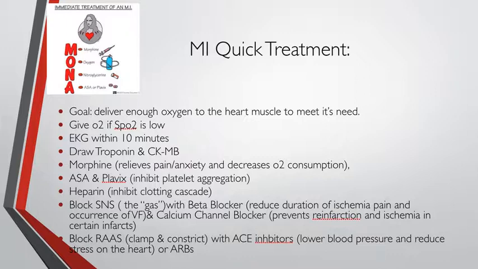Also remember, I touched base on the renin-angiotensin-aldosterone system. We're going to be looking for urine output. The bare minimum urine output is 0.5 milliliters per kilogram per hour. Ideally, it should be 1 milliliter per kilogram per hour.